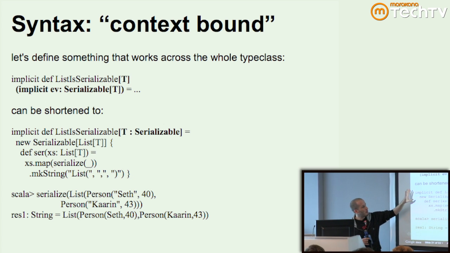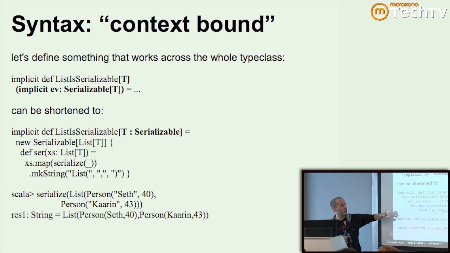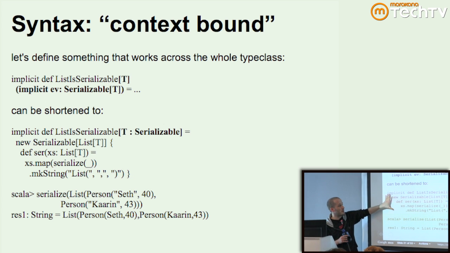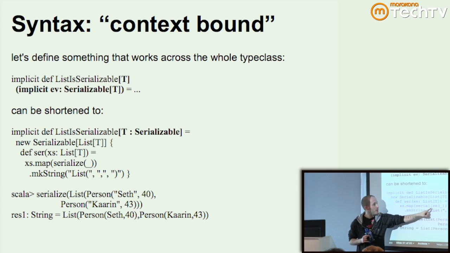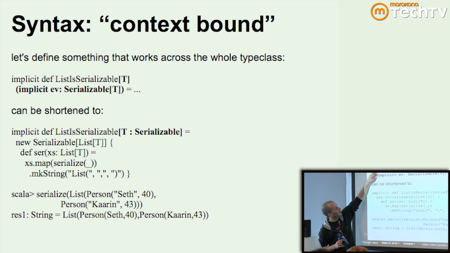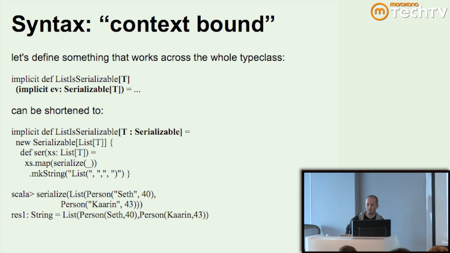Here the context-bound syntax is convenient because we don't actually need to use this value explicitly in the body of this function. So in serialize here, there's an invisible second parameter list. The compiler is filling that in for us with this unnamed value. All of that code just sort of drops out.